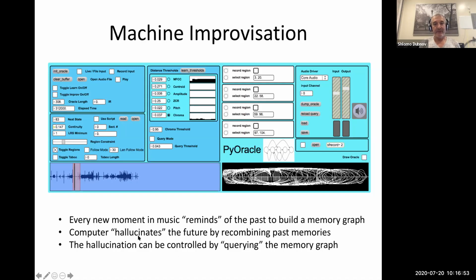And then the computer dreams or hallucinates the future by recombining past memories. And you can control this hallucination by querying this memory graph with another input. So at least in this model, there was a little query mode where you can input a sound, and it will try to navigate this random process of moving on the graph towards the target sound.